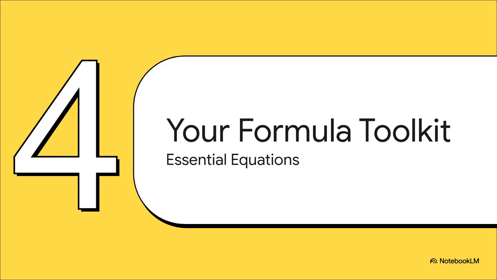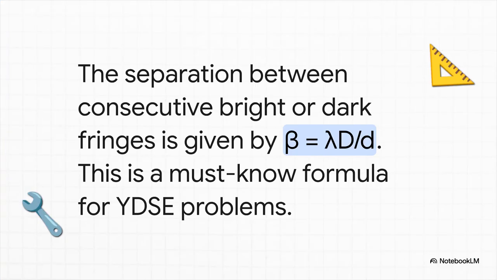All right, time to build your formula toolkit. These are the equations you just have to know. Think of them as your weapons for exam day, letting you solve problems fast and get them right. This one is non-negotiable. You have to memorize it. The fringe width, beta, tells you how far apart any two bright or dark fringes are. Trust me, you're going to need this for almost every YDSE problem.